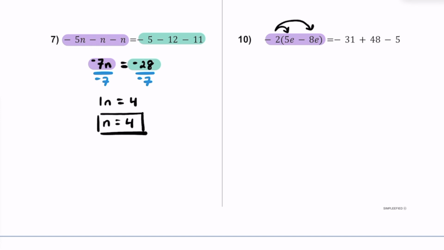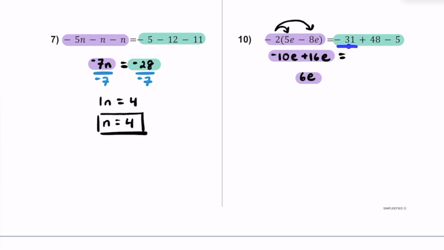If you choose to distribute first, we're going to get negative 10e, and then it's going to be a negative 2 times a negative 8e, so it's going to be a positive 16e. Okay, that's going to be the left side here. But I think we can also combine those like terms, right, and get positive 6e if you combine those ones right here. Okay, if you chose to subtract these first, you would get negative 3e, and then you hopefully can see negative 3e times negative 2 does end up with positive 6e. So you have to do 2 steps either way, but hopefully that makes sense that either one would work depending on your preference.